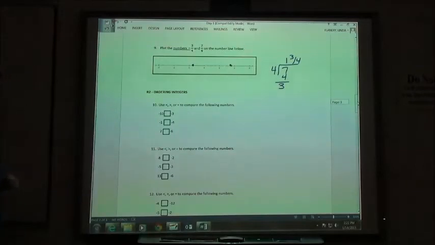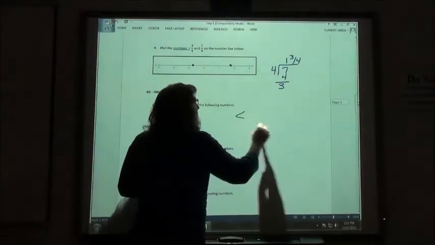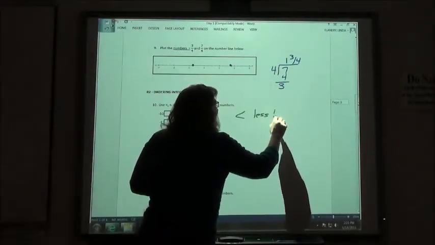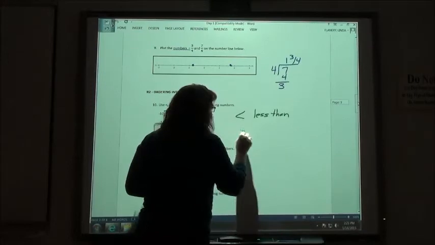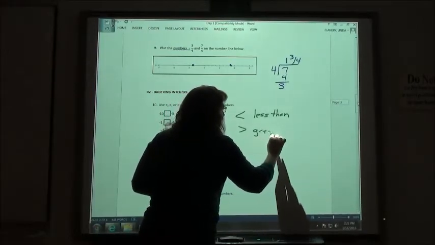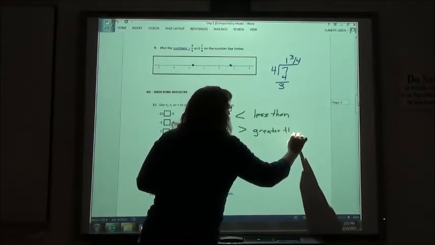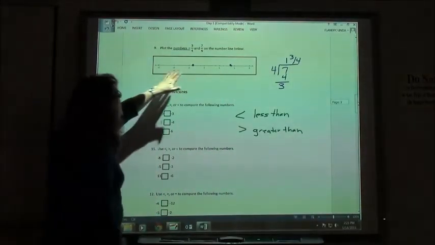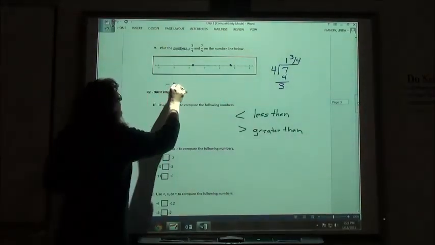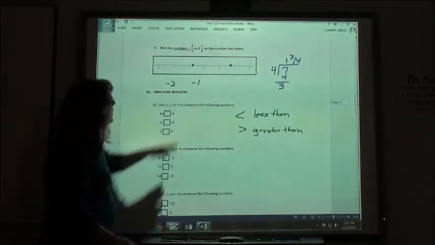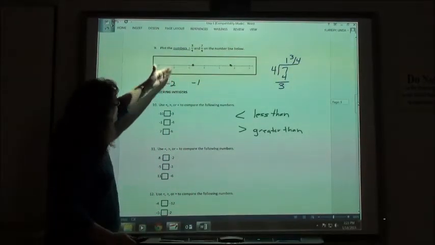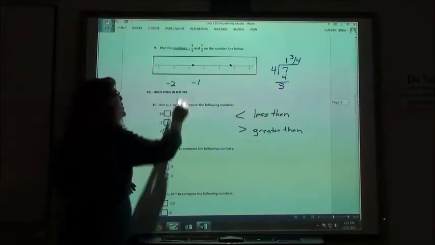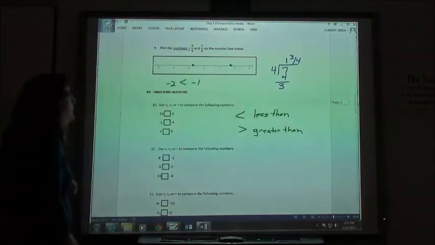Number 2 says I'm ordering integers. In other words, I'm going to compare less than and greater than. Less than points to the left. Greater than points to the right. So you want to think about where your numbers are on the number line. If I'm thinking about -2 compared to -1, -2 is on the left of -1. It's going to be less than.